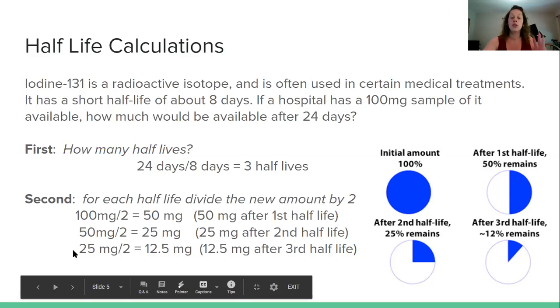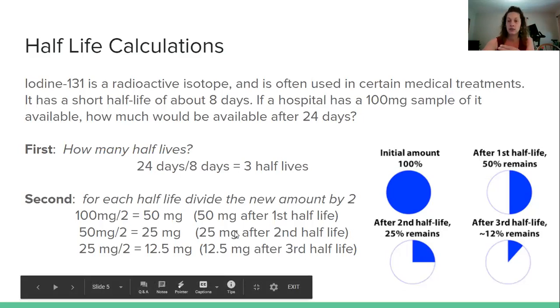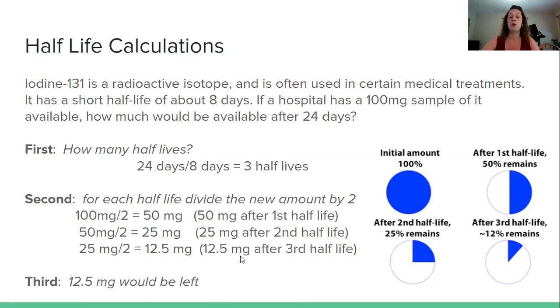Then the third time, so now we are at 8 days for the first half-life, 16 days for the second half-life. Now we're at 24 days. We divide that 25 milligrams by 2, and after that third half-life, we end up with 12.5 milligrams. So the question is asking how much is available after 3 half-lives, or 24 days, so there'd be 12.5 milligrams left.